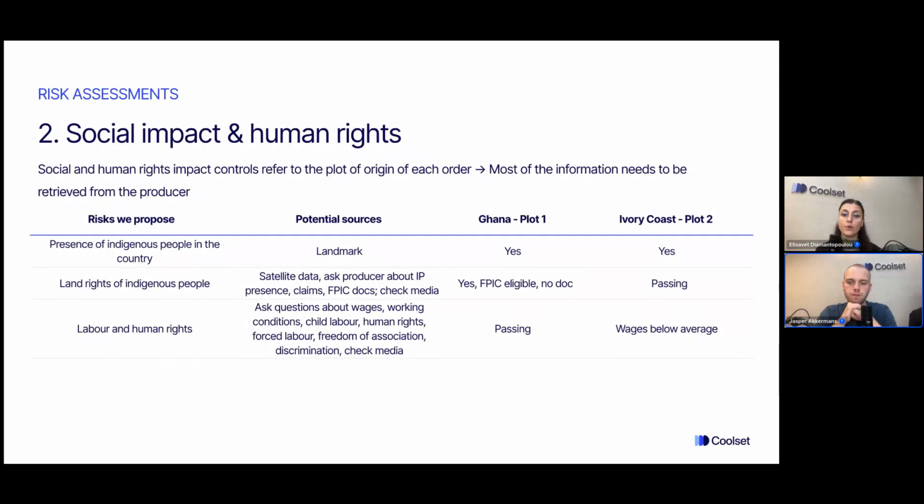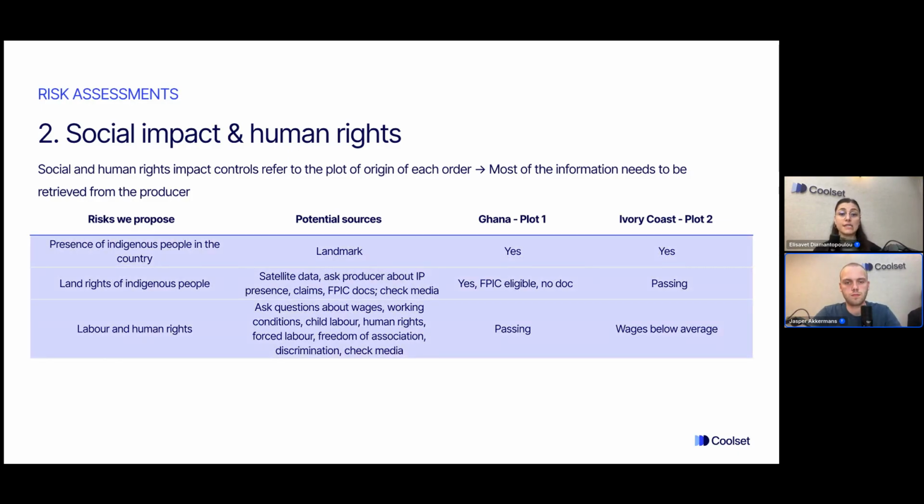And for our example, we can see that we have Ghana and Ivory Coast, both with high presence of indigenous people in the country in general. And then just for the sake of the example, let's say that plot 1 seems to have indigenous people there, and it is eligible for the need of a free prior informed consent document, but they don't have it available. Well, in Ivory Coast, we did our check and we saw that wages are below average. Now we're going to move on to assessing the risks for this particular section.